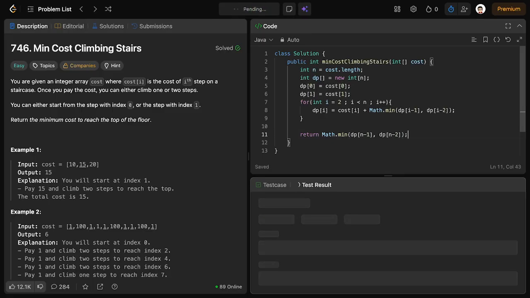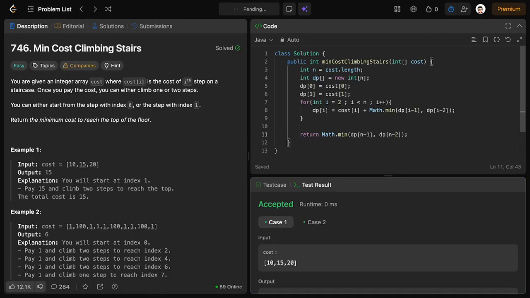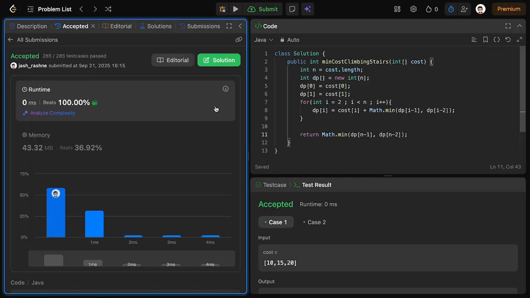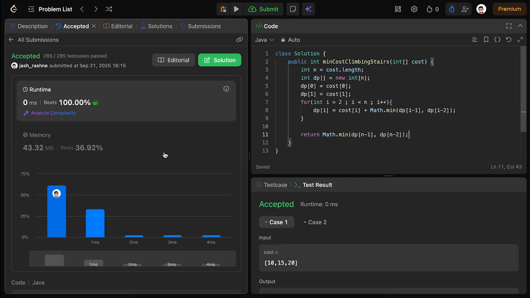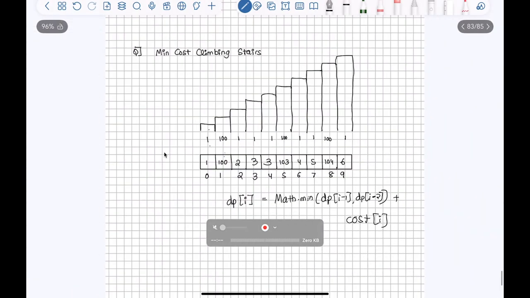Hopefully this gets accepted, and my test cases are accepted. I hit submit, and there you go. My solution has been accepted.